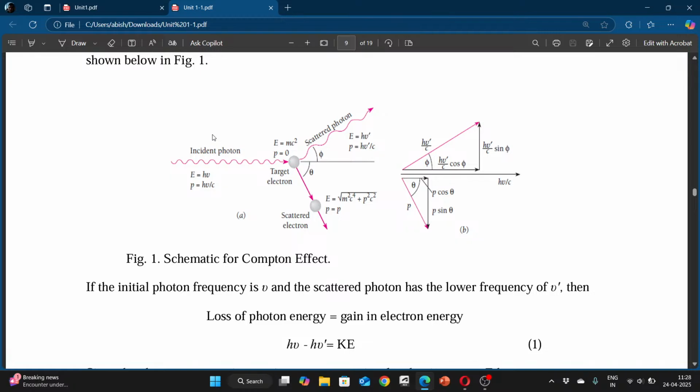electron, which is E equal to root of m square c to the power 4 plus p square c square, and p equal to p. Now, this is diagram A, this is diagram B.